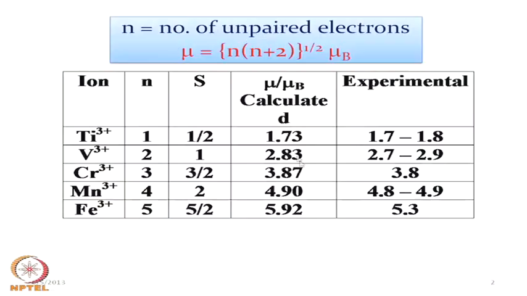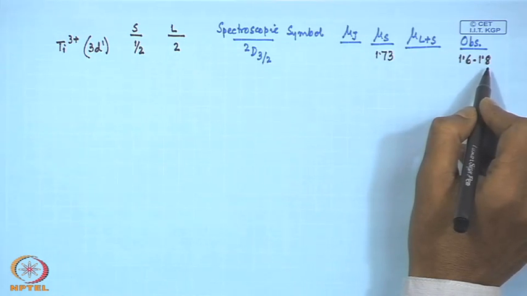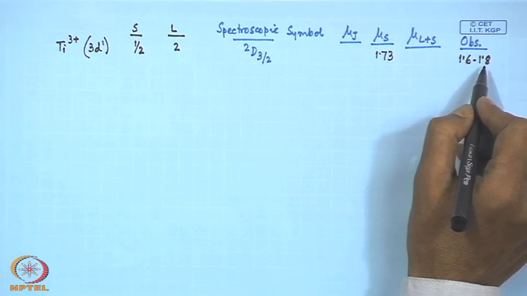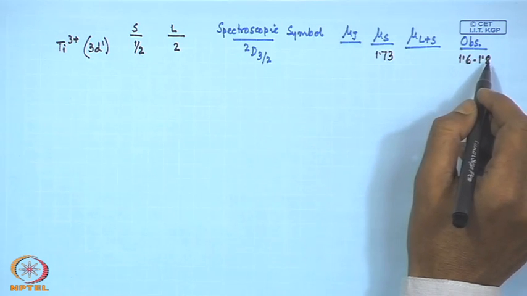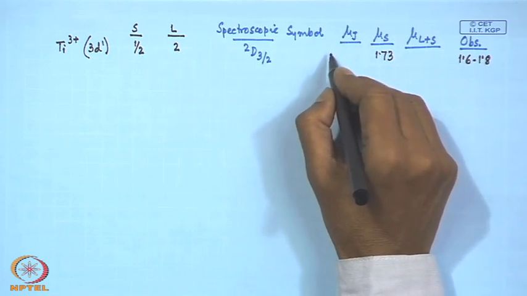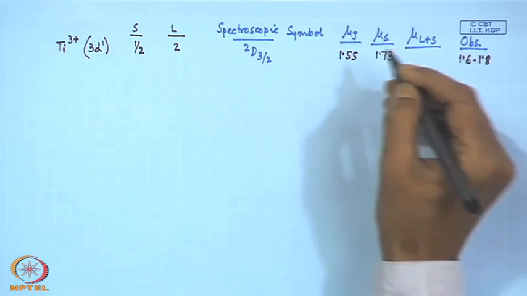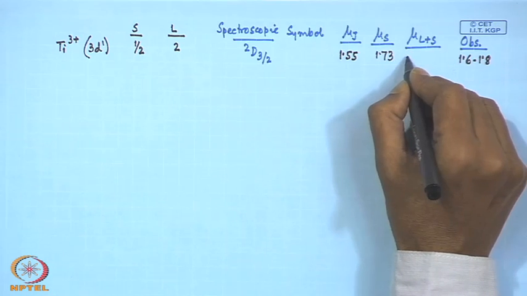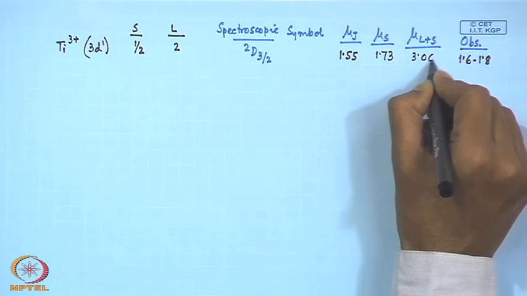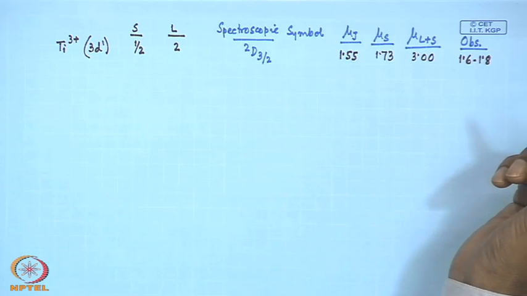So, this is the case where n is the number of unpaired electrons, S is equal to half, and the mu value is equal to 1.73. This looks nice for these values, but if we calculate the corresponding mu J, it would be less, it is 1.55, and it would be 3.00 for mu L plus S.